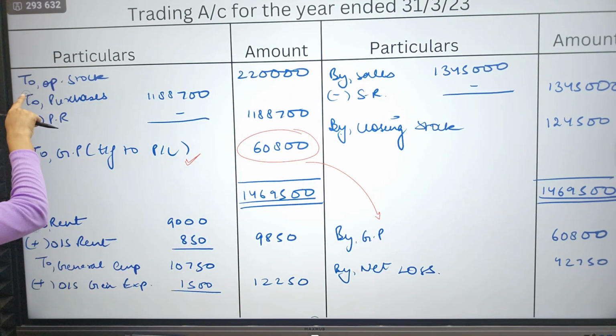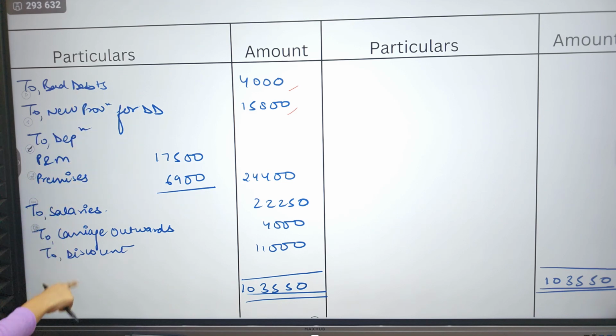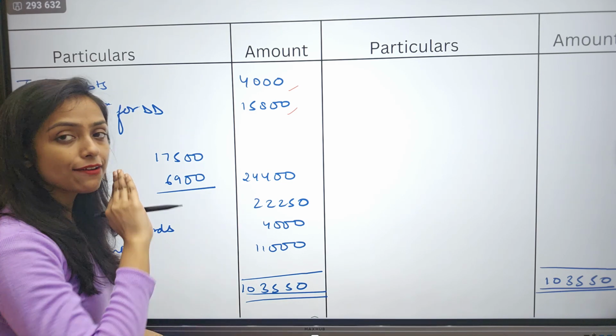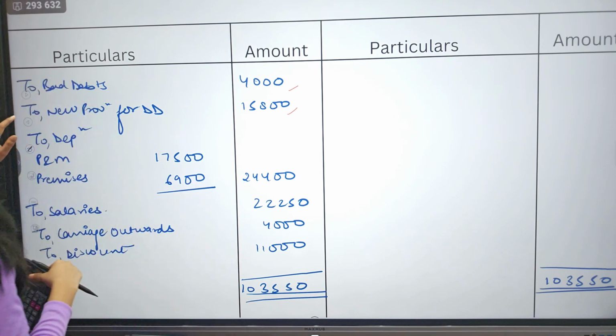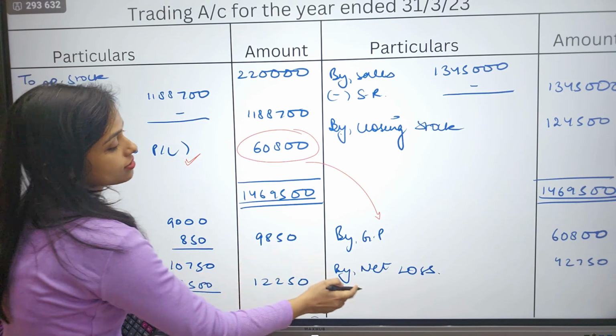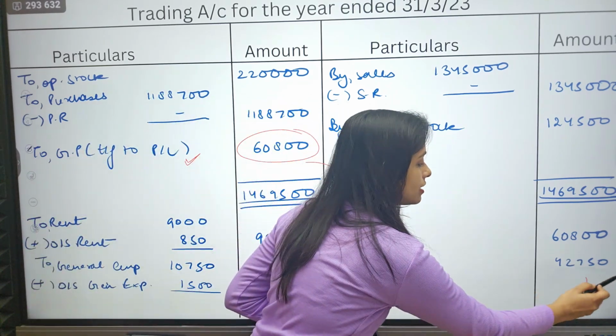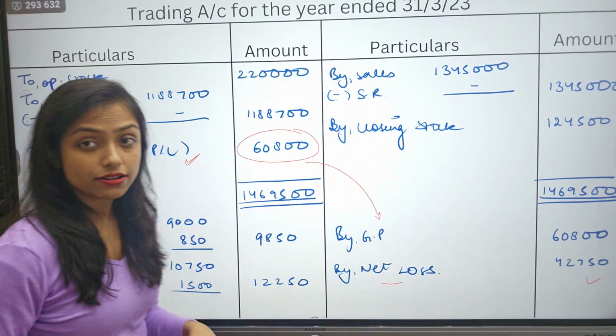and then I did everything that we do in the profit and loss account. Means rent I had written, and then bad debts, new provision I created, salaries, carriage outwards, everything I wrote. And what happened next? I found out that I have a net loss, okay, I have a net loss in this year of 42,750 rupees.